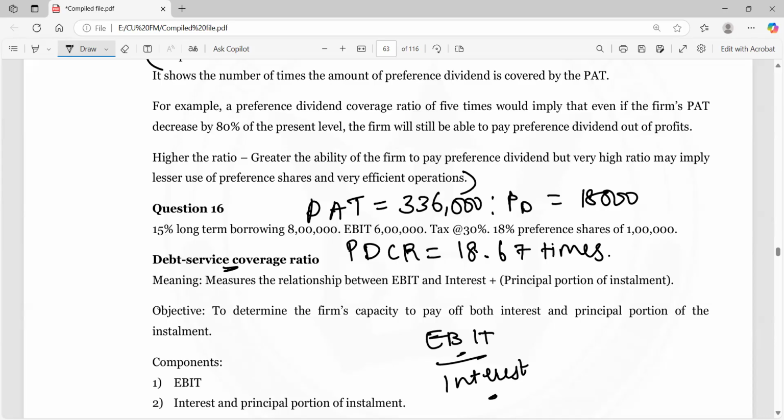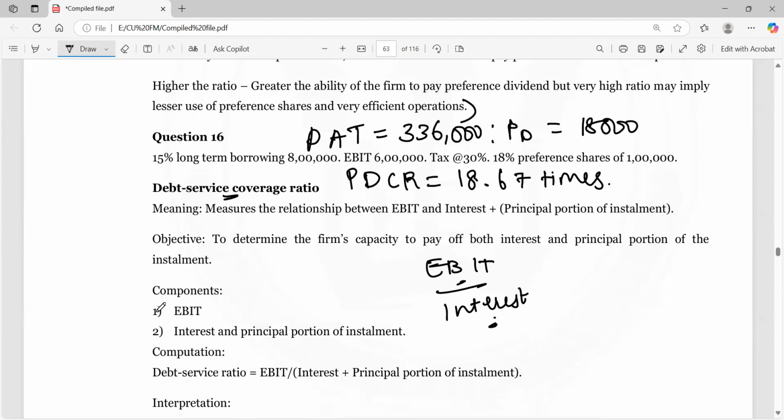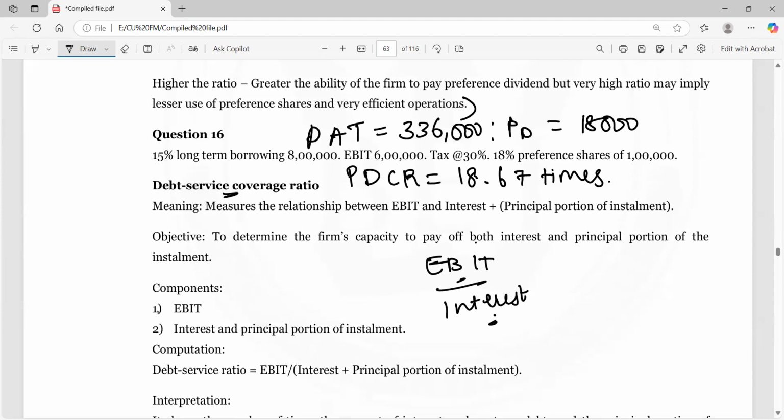But if you are borrowing money, we are not only going to pay interest, we are going to pay the principal amount on an installment basis, right? So in the debt service coverage ratio, the numerator is the same EBIT, and the denominator is interest plus the principal amount. So here we are checking whether we are generating sufficient EBIT to pay off the interest as well as the principal installment or not. Till this point, is it clear? Any doubt?